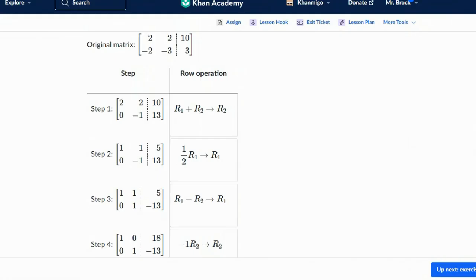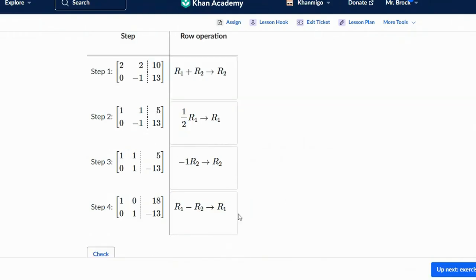All right, now how did we go from that to this? It looks like the first row stayed the same, right? 1, 1, 5, 1, 1, 5. So the second row changed. What happened to the second row? It was 0, -1, 13. Now it's 0, 1, -13. Oh, it looks like we just multiplied it by -1.